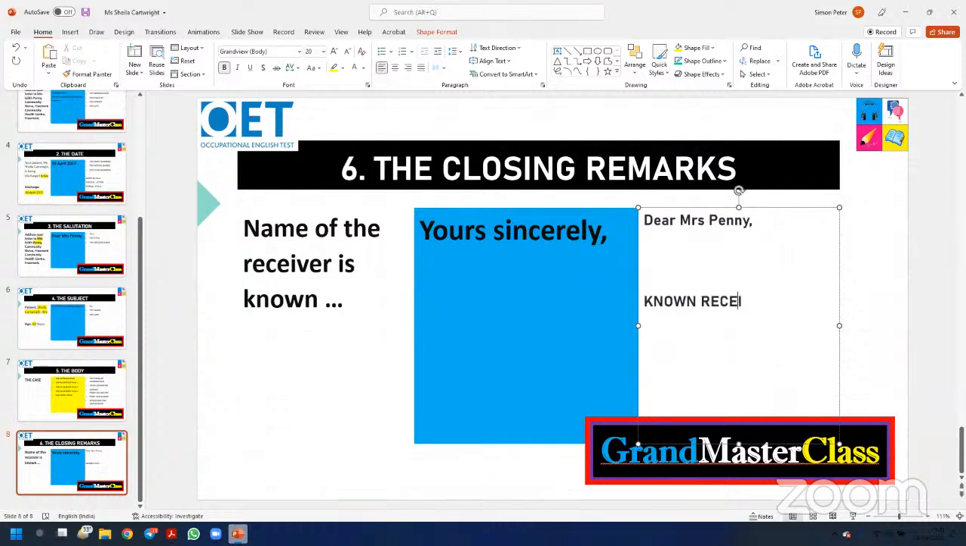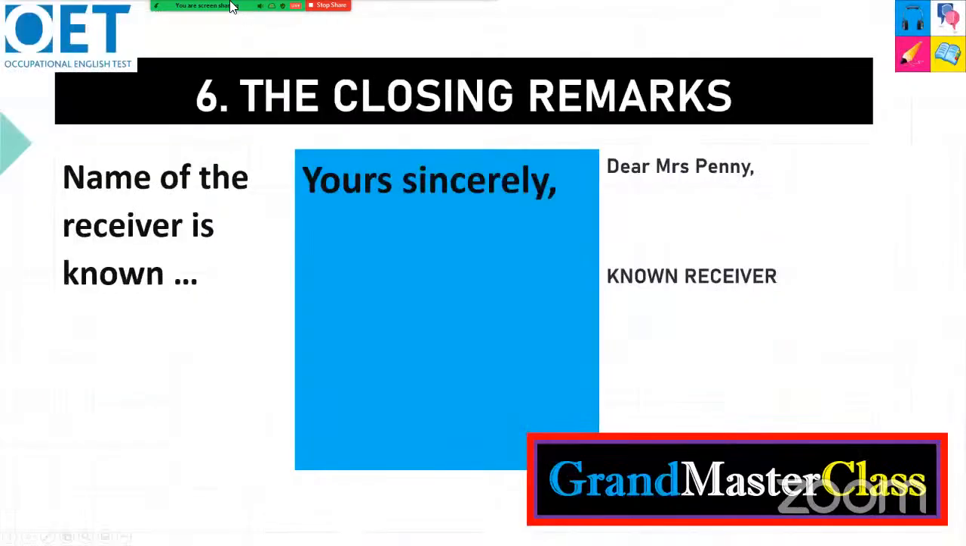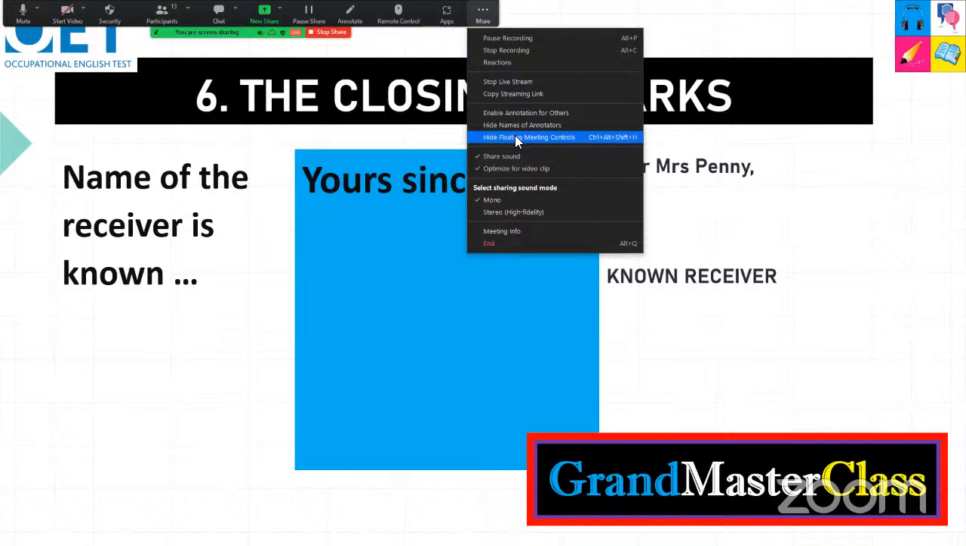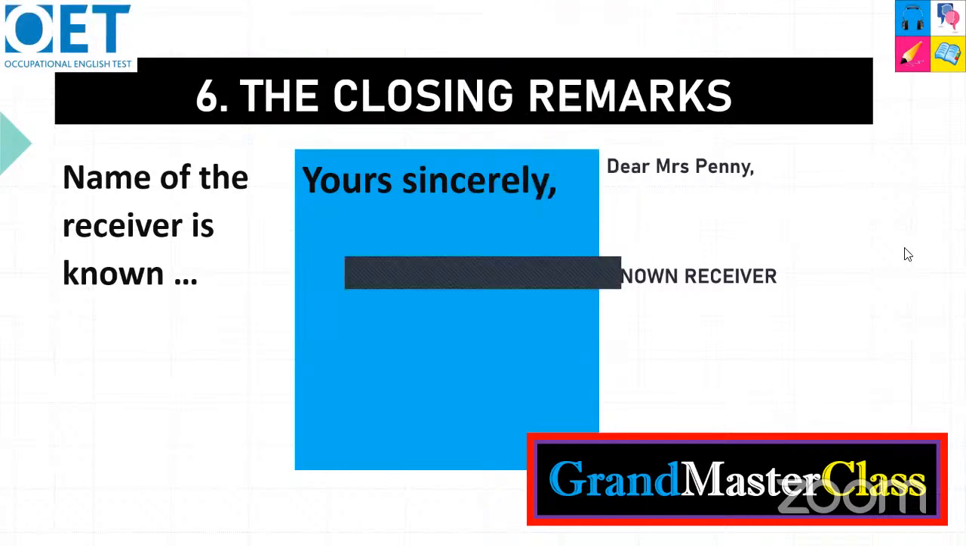You know who the receiver is, so it is a known receiver by name. Otherwise, just a doctor means you don't know the receiver. So you're writing by the name. Fine. That is the 6th point. So every time you follow this: if the name is known, write yours sincerely. If the name is not known, you write yours faithfully. So print the screen.